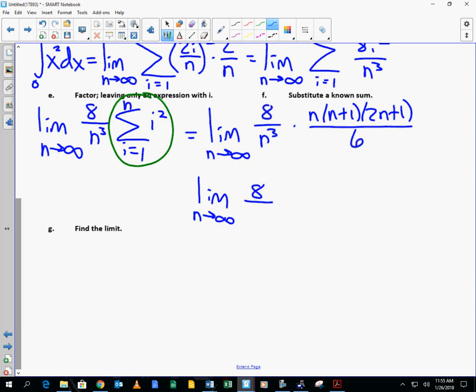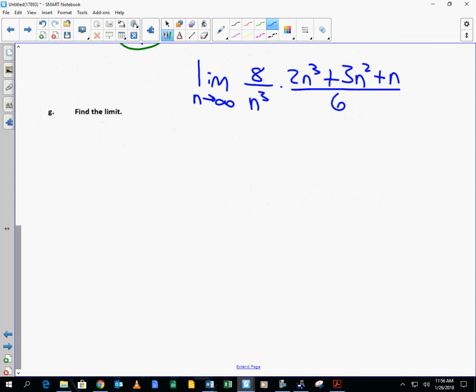So I have 8 over n cubed times 2n cubed plus, I have 2n times 1 and 1 times n, 3n times n. Then you do the last ones, 1 times 1, times n. That's all over 6. Okay, let's multiply those together. Got the limit as n goes to infinity.